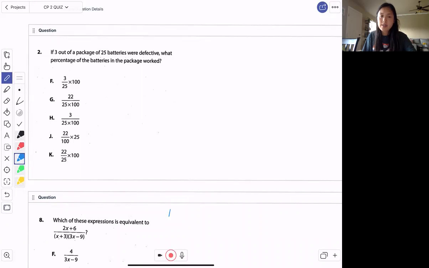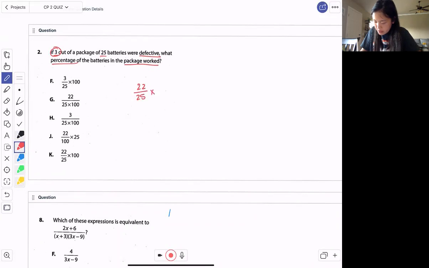So this is CP quiz 2, starting with number 2 here. It says 3 out of the packages of 25 batteries were defective. All right, so 3 out of 25. What is the percentage of the batteries in the package that work? Okay, so that tells me if 3 of them don't work, then 22 of them do work out of 25.